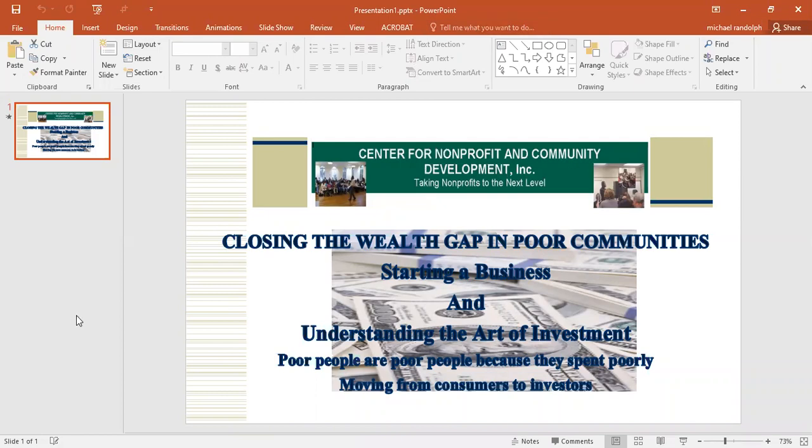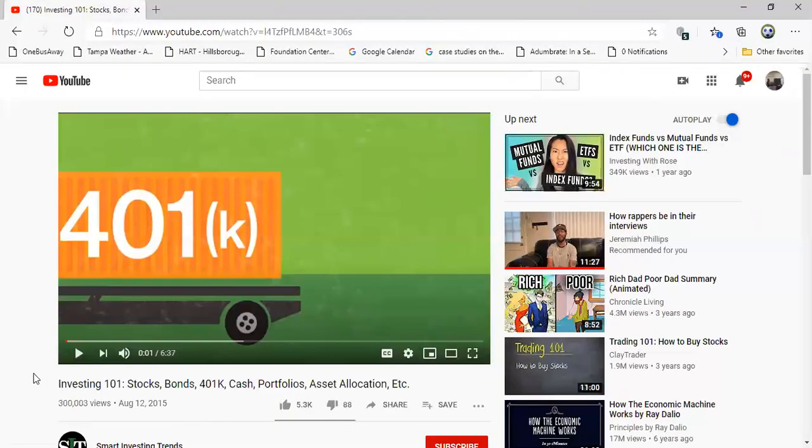So this class right here is focused towards especially low-income individuals and talking about how they begin to change their spending patterns in such a way that they become investors instead of consumers. That being said, let me go to share here. Okay, let's get started.